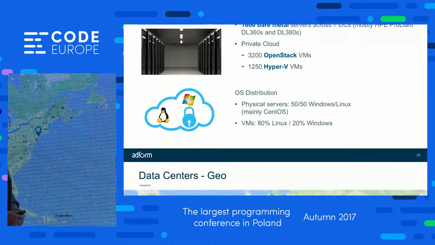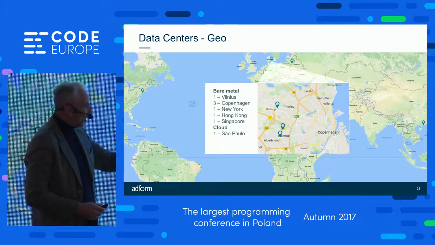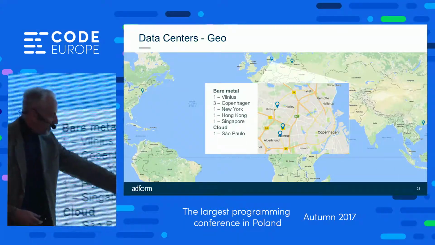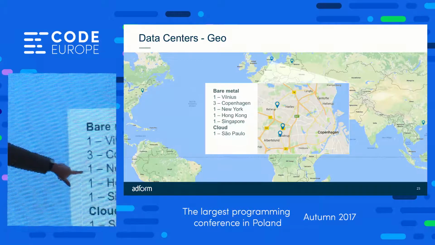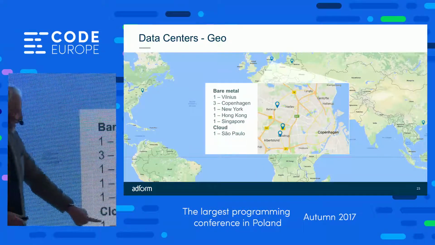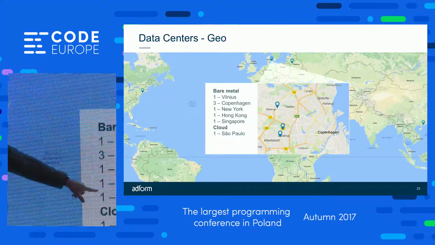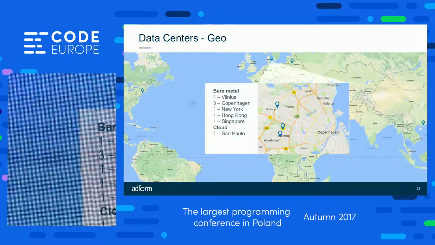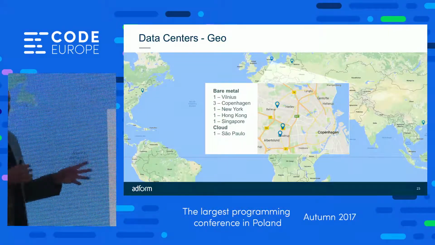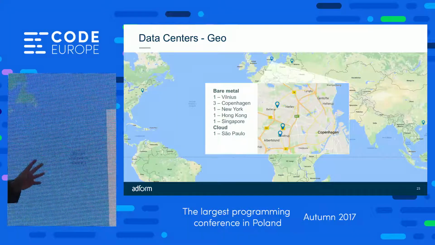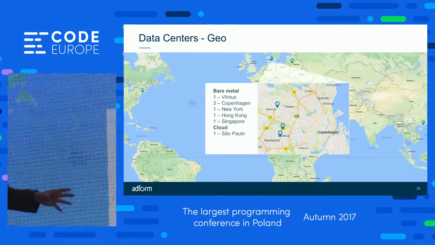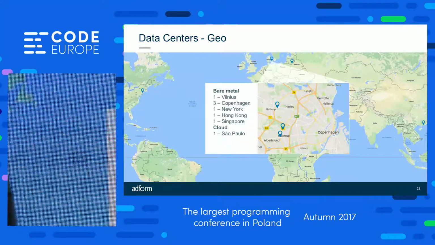So these are our data centers. So we've got one in Vilnius, 3 in Copenhagen. There they are in Copenhagen, woohoo. New York, Hong Kong, Singapore, and one in Sao Paulo, and another one that's probably going to go into San Francisco soon, next year. So we've got data all over the world. The data is almost the same, and we have to push the data around and maintain all of these machines.